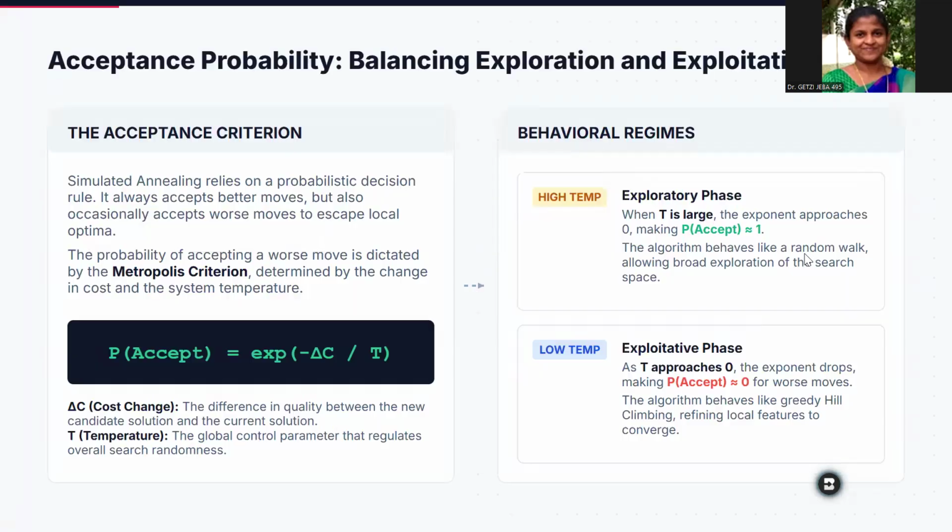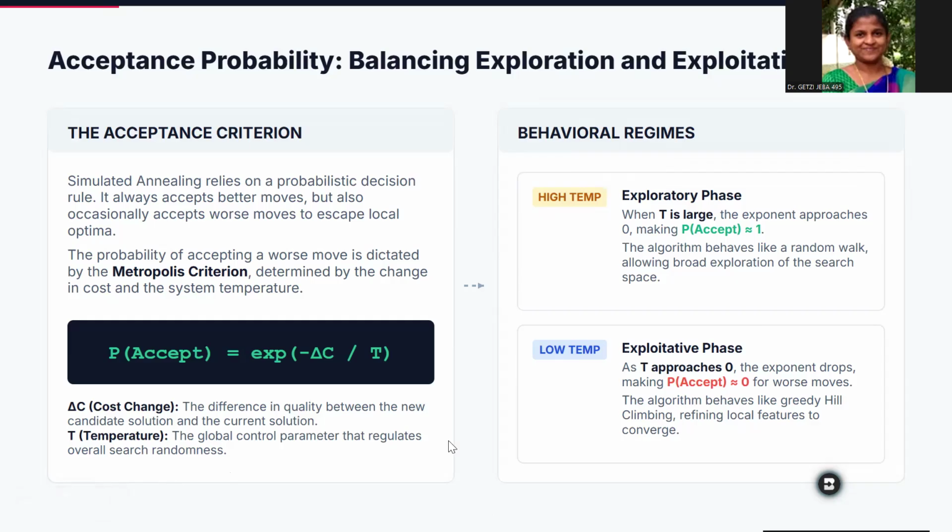The mathematical foundation for simulated annealing is the acceptance criterion. On what basis will you accept a solution in simulated annealing? It is defined by the probability of acceptance, which is equal to e to the power of minus delta C by T. Delta C is the cost change, the difference in quality between the new candidate and the current solution. Temperature T regulates the overall search randomness.